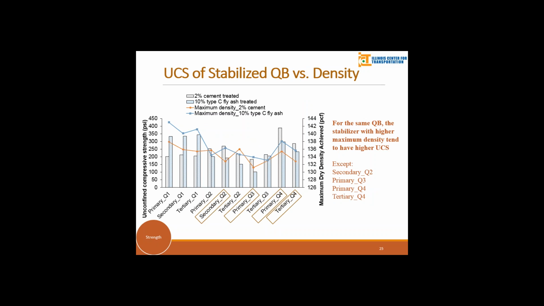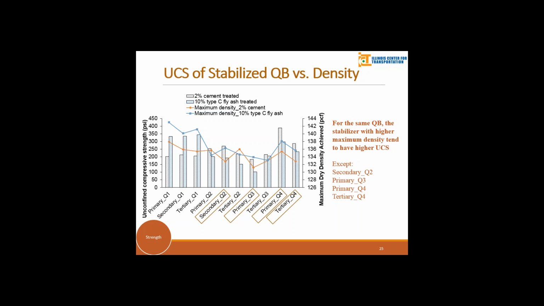So the bars here are the strength values, and the lines are the density values. We can see, for example, for Quarry 1, the maximum density of the fly ash treated ones is much higher than the density of the cement treated ones. But for all the other QBs, they don't have that much difference in density. So that may be one of the reasons why the fly ash treated ones have higher density for the Quarry 1 products, but not for the other products.